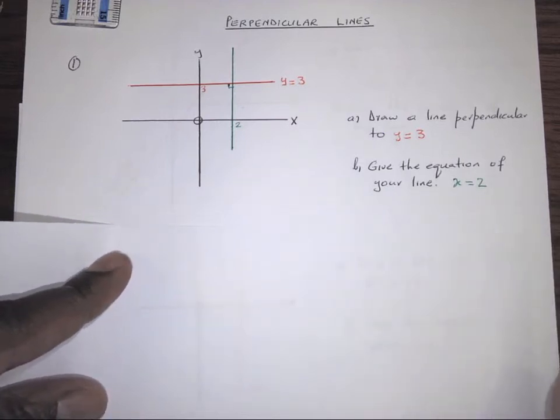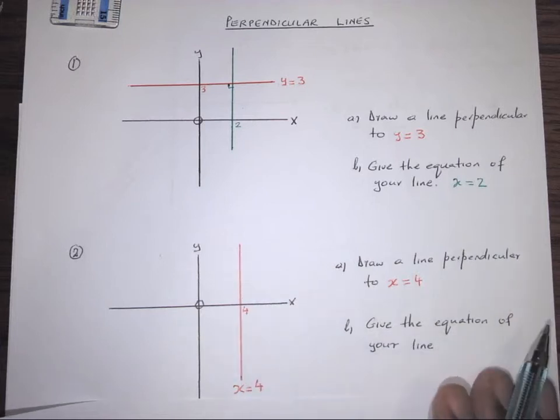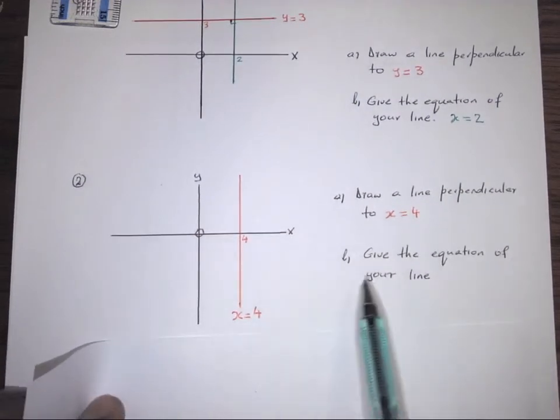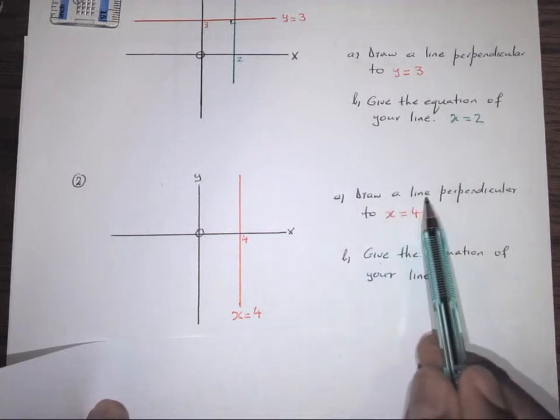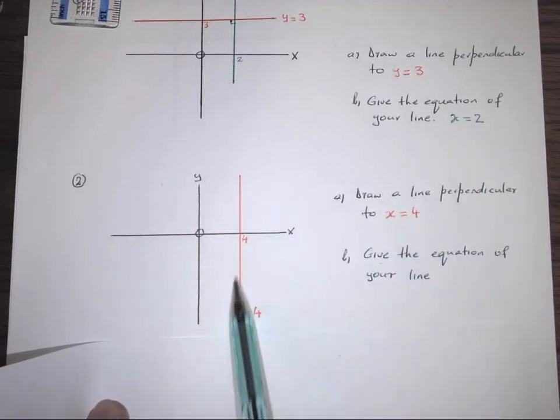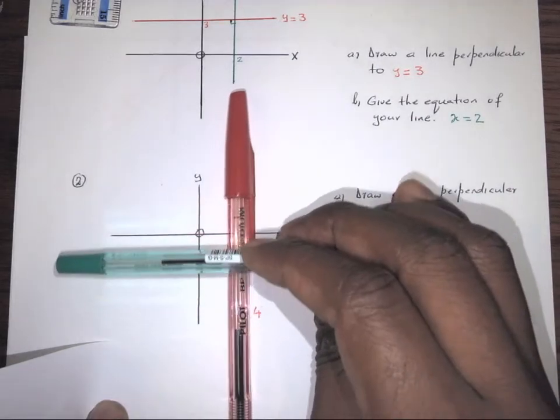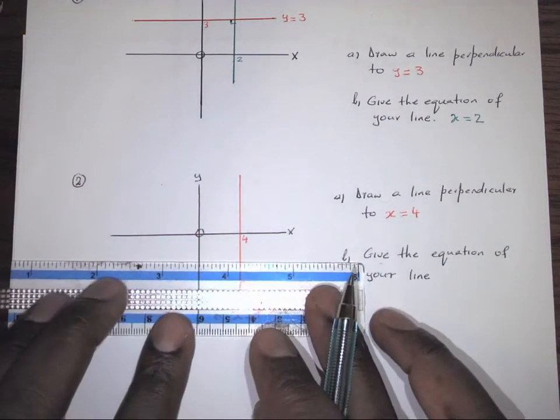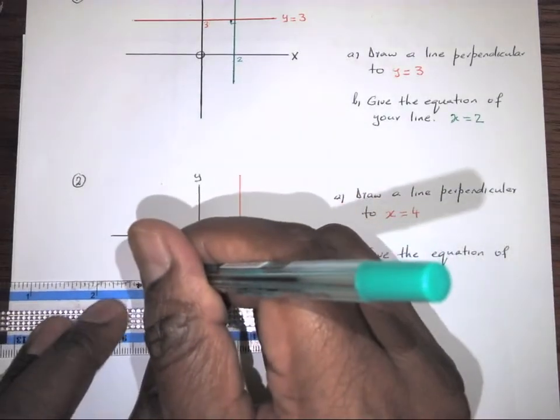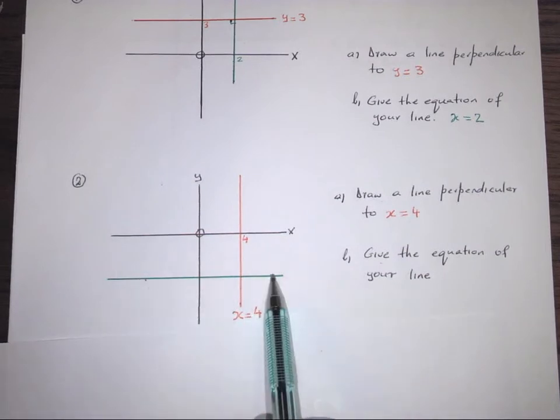Let's look at another example. Here they've drawn the red line going down, and the equation of this red line is x equals 4. They want us to draw a line that is perpendicular to this line. The red line is going this way, so the perpendicular line must go that way, somewhere here. Let me say I draw my line over here.